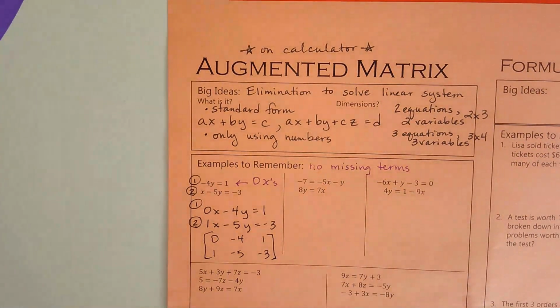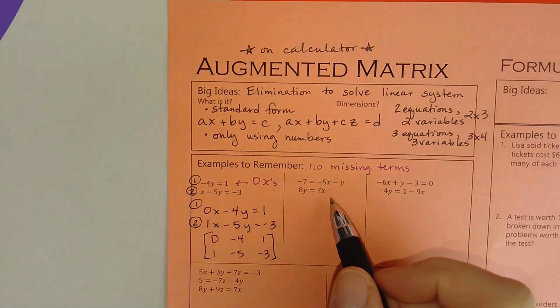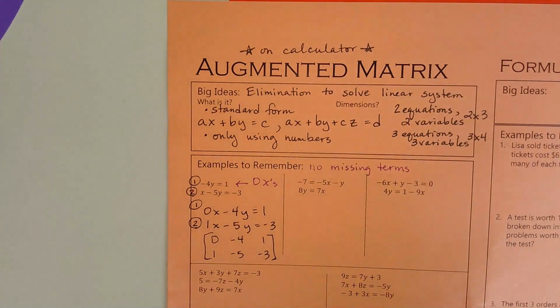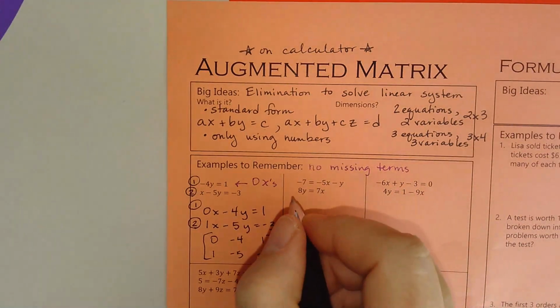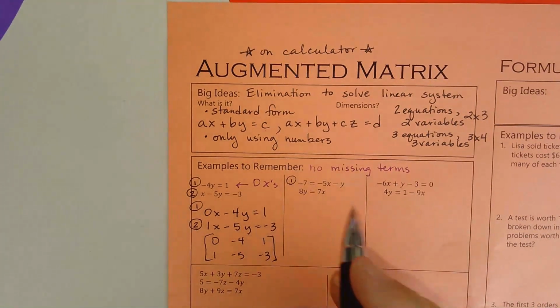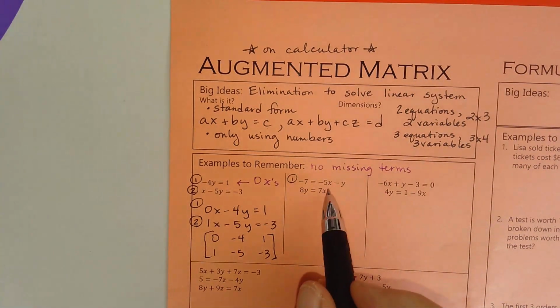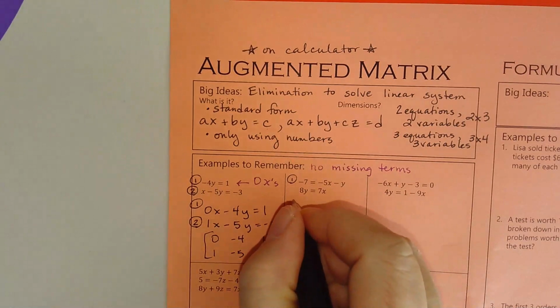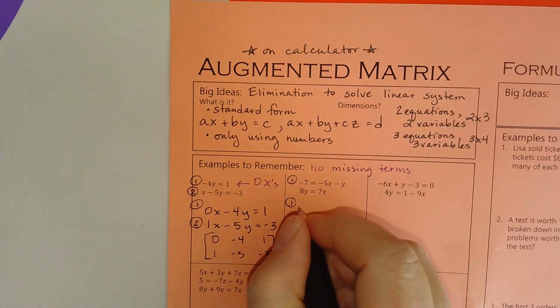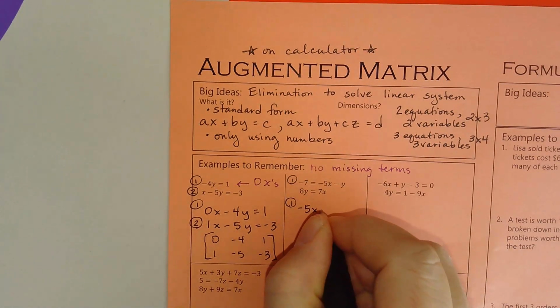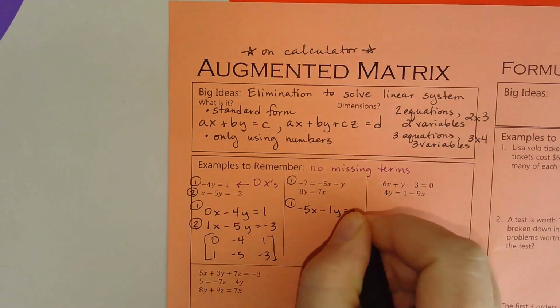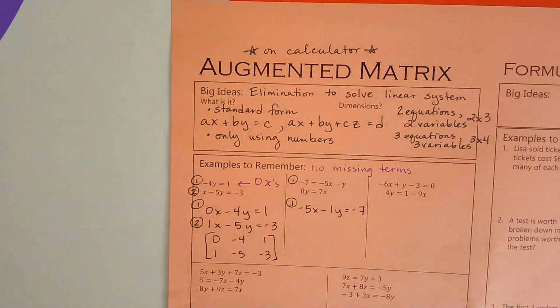With this second example, neither one of these equations is in standard form, so I need to do some rearranging. My first equation, x and y are on the same side of the equal sign, but they're in the wrong order. So I need to write that as negative 5x minus 1y equals negative 7.